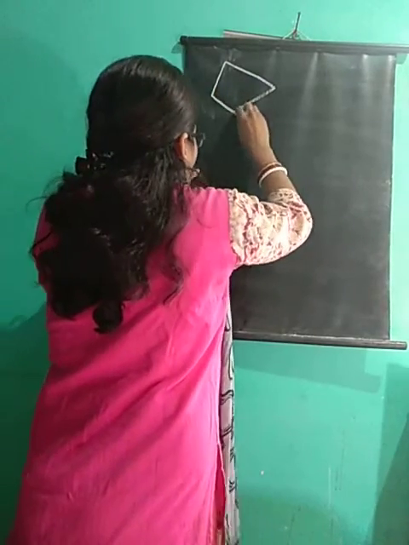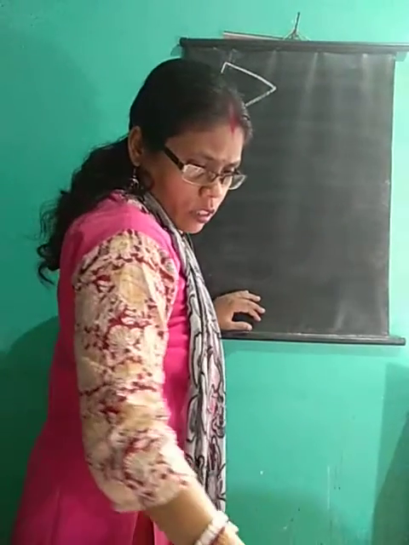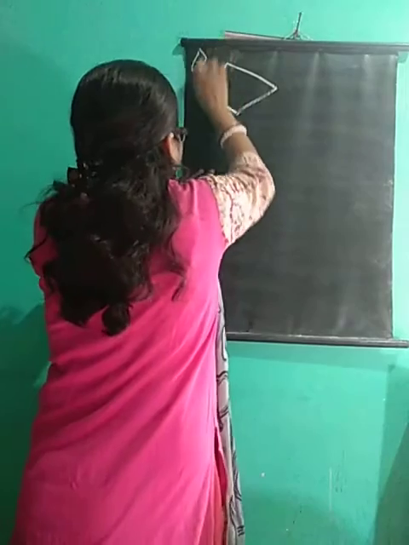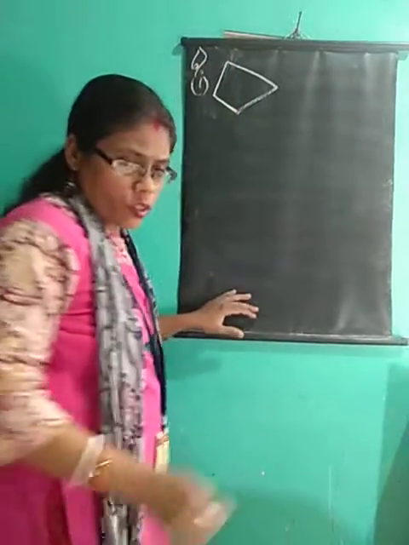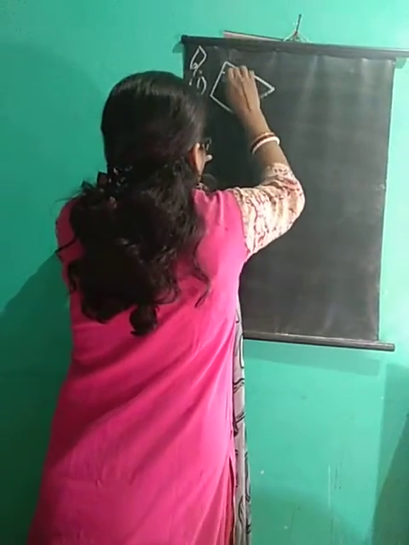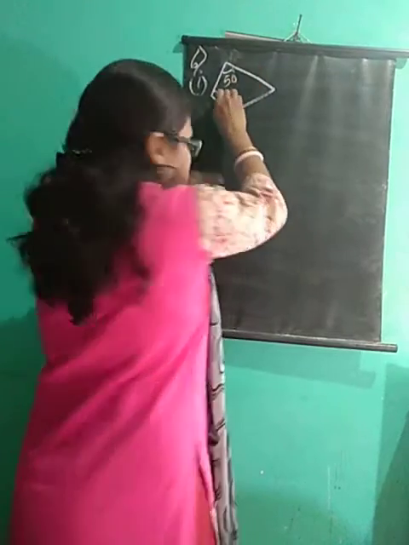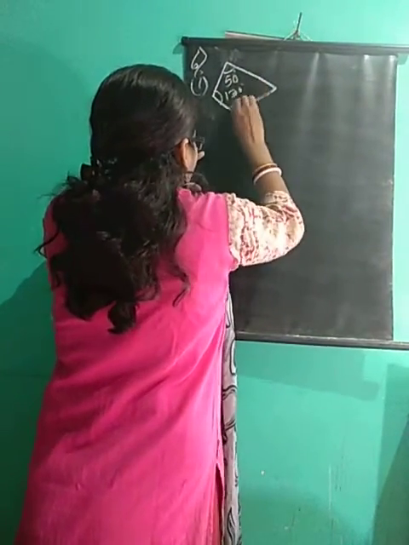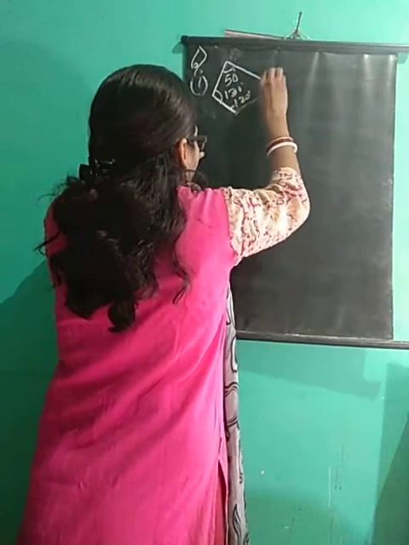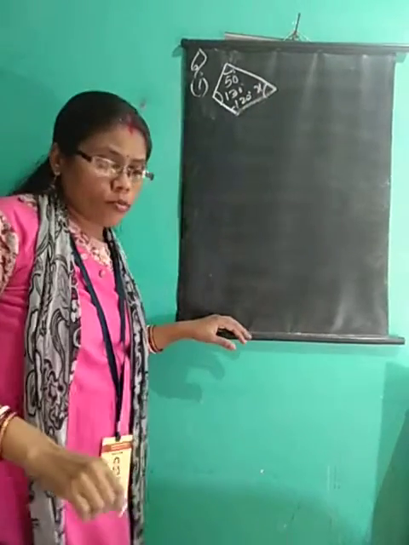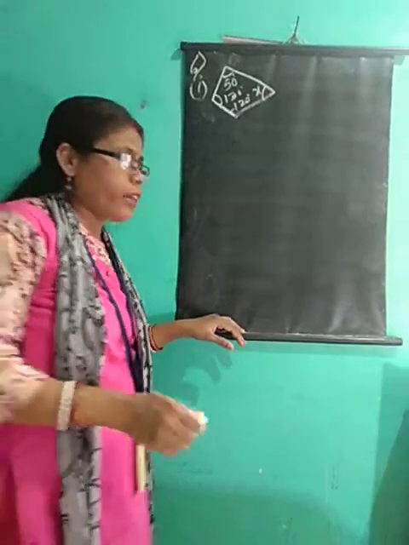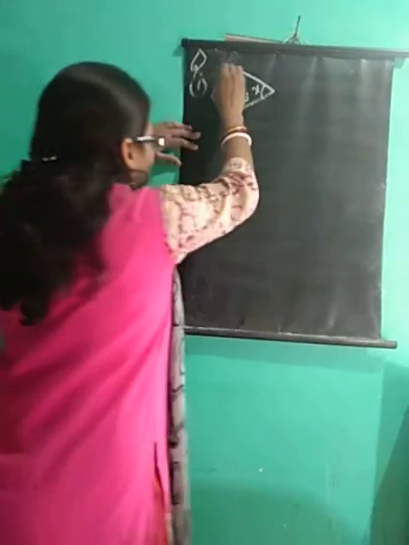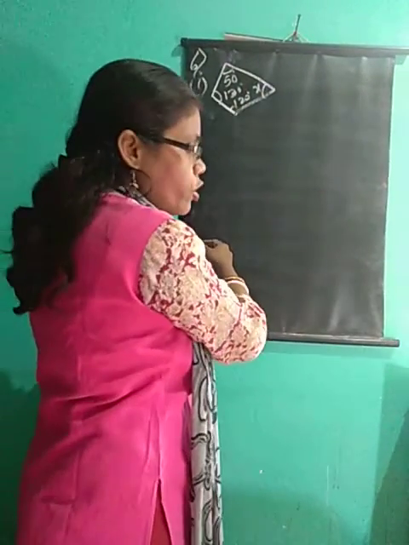This is your question number 6.1. What is the angle measure? Here it is 50 degrees. Here it is 130. This is 120, and this is x. So how can you find x, angle x? So simple, because this is a figure of 4 sides, so it is a quadrilateral.